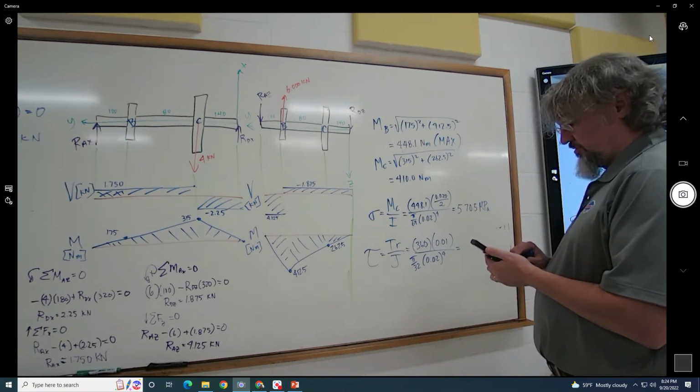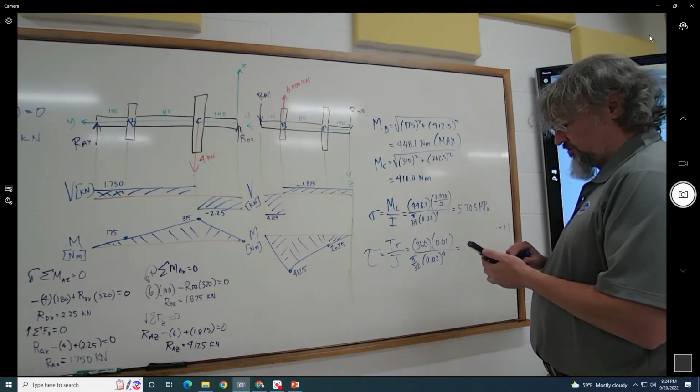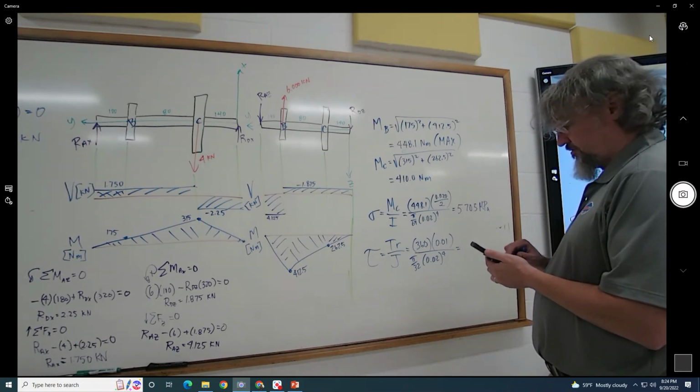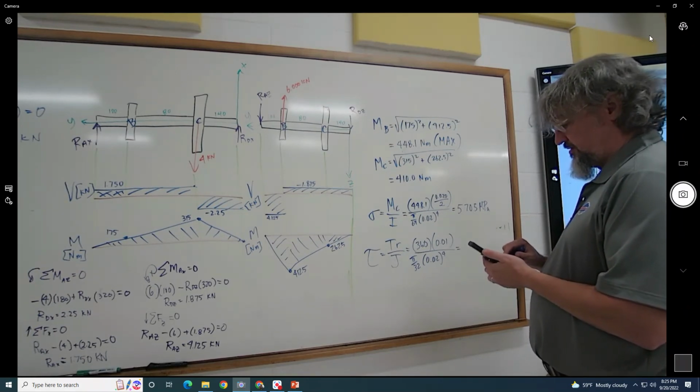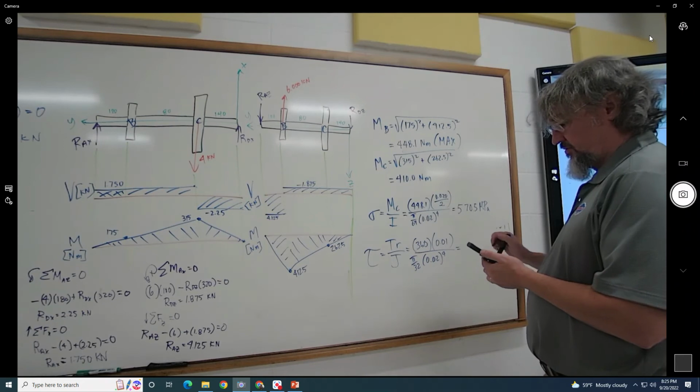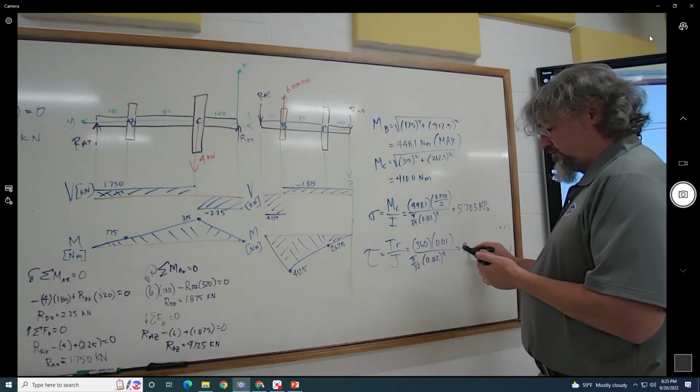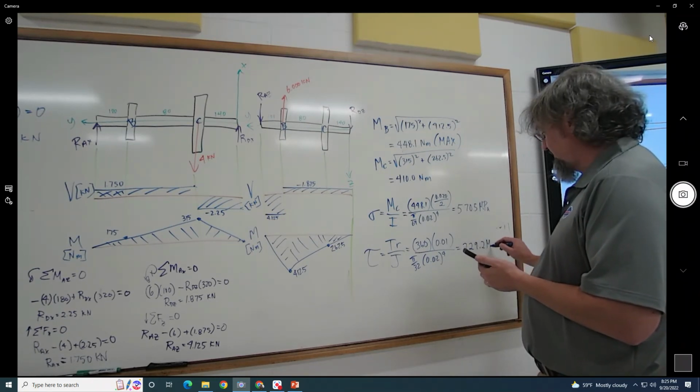So I got 0.02 raised to the fourth here. Losing my train of thought. Pi times that. 32 divided? Sure. And then divide it again. Yeah, big number. 229.2, call it, megapascals.